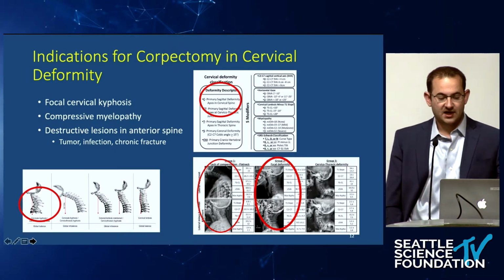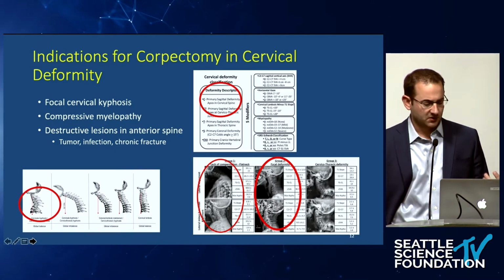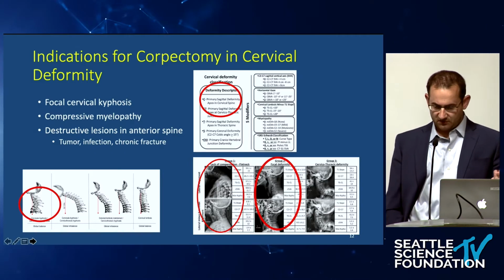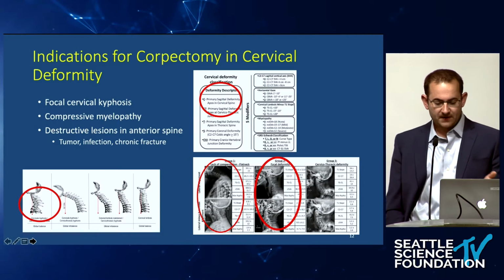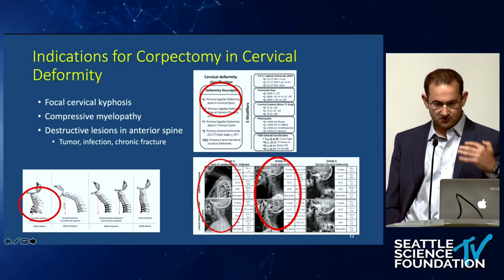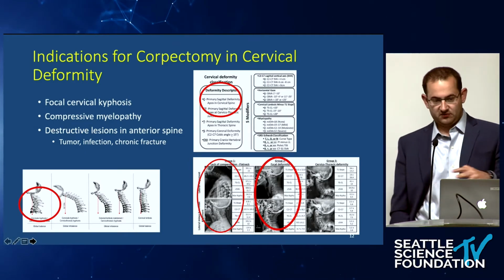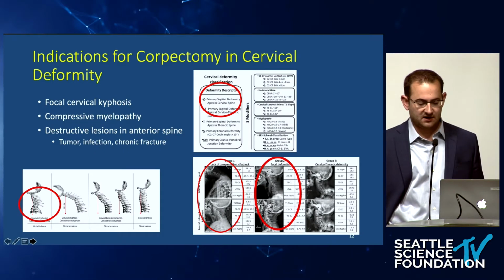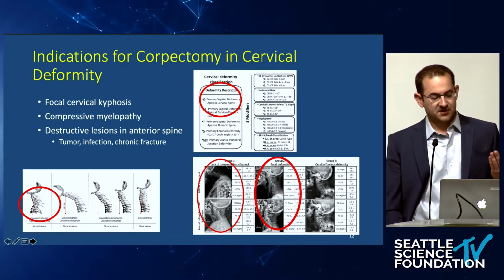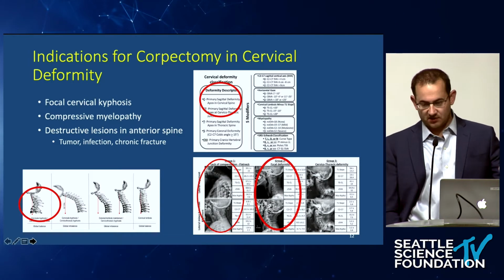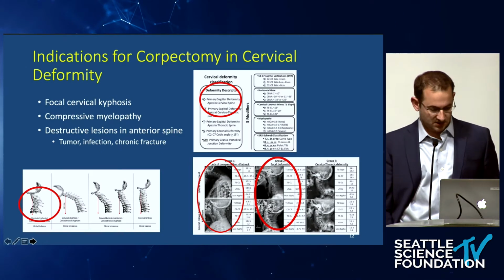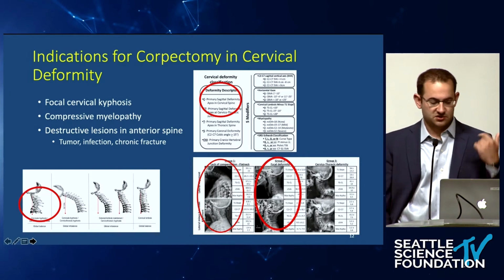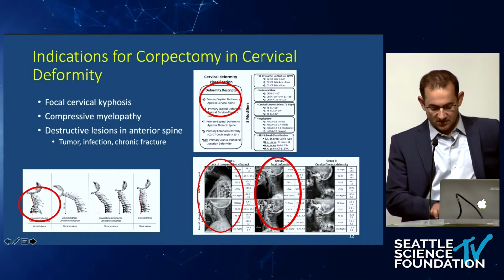And so when looking at the indications for corpectomy, I know this came up earlier, what type of cases are appropriate? And it's really going to be this focal cervical kyphosis. These group 3s or people with extremely high T1 slopes or cervical thoracic deformities are not necessarily going to be appropriate candidates for corpectomy. And there's going to be a lot of cases of compressive myelopathy, and I know Dr. Hart mentioned that earlier. And then several of these cases have had destructive lesions from infection, tumor, chronic fracture, necrotic bone, or similar.